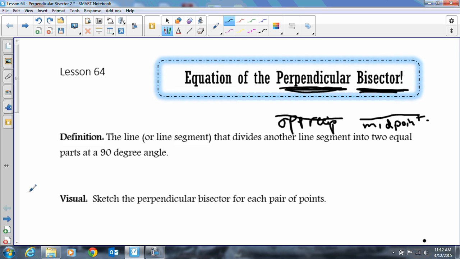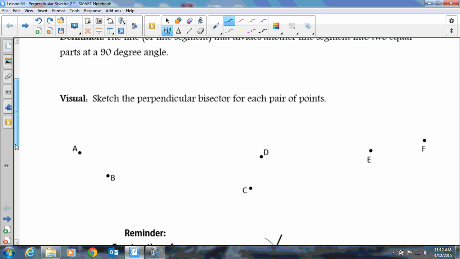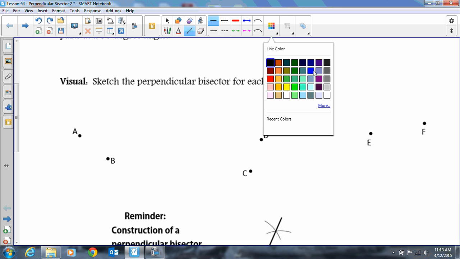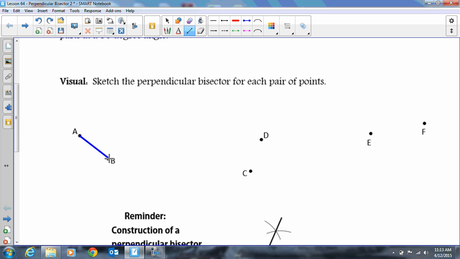All right, let's start with a visual, just so you guys can picture it. Sketch the perpendicular bisector for each pair of points. What I'm going to have you do first is take your ruler, and why don't you go ahead and connect each pair of points to form a line segment. So go ahead and form a line segment between the 2 points. Okay, so once you see your line segment, I want you to try just your best judgment, this is just a sketch right now, to figure out where that perpendicular bisector would be drawn.